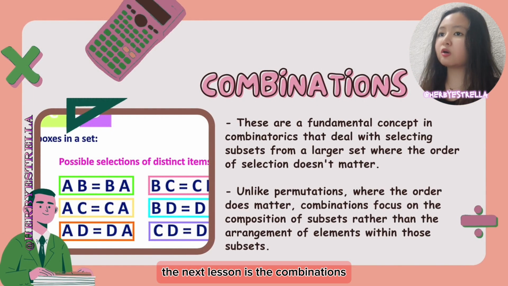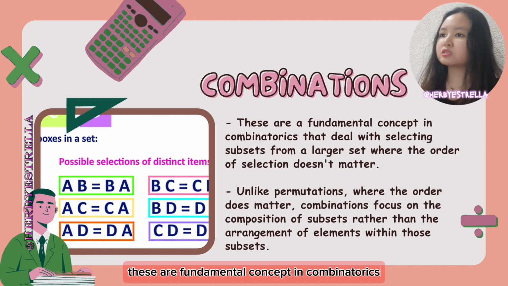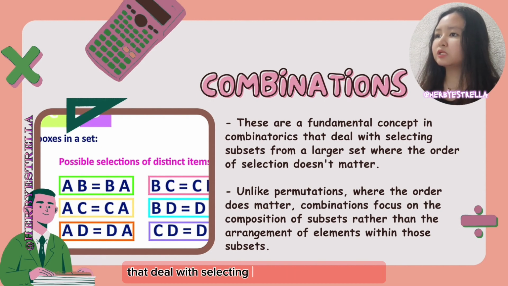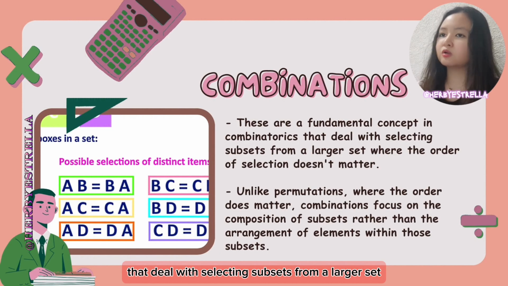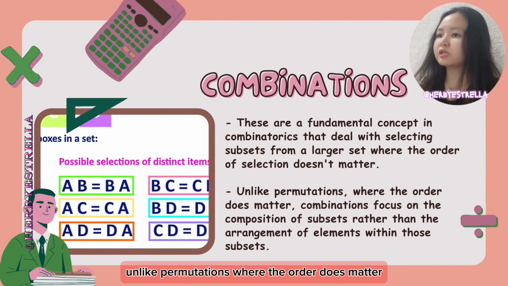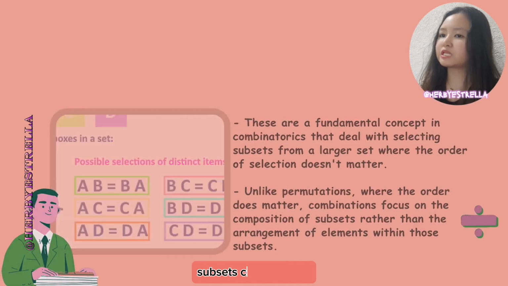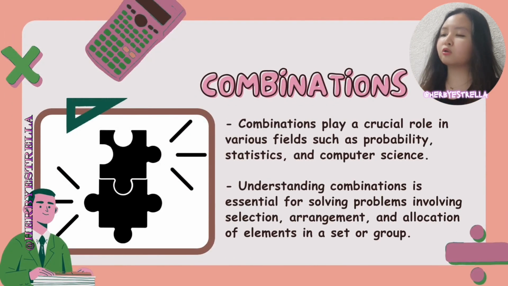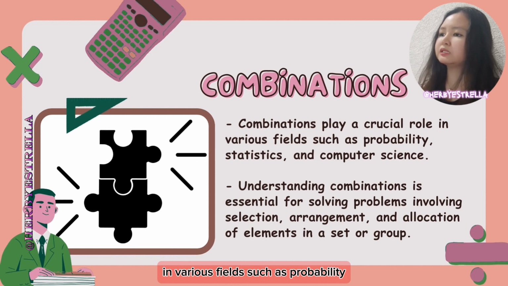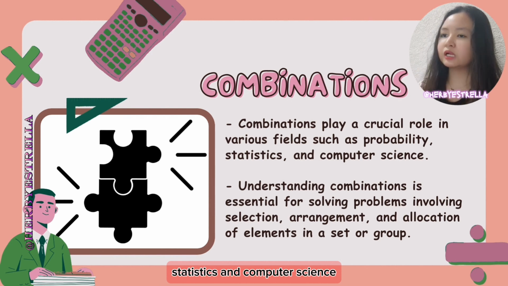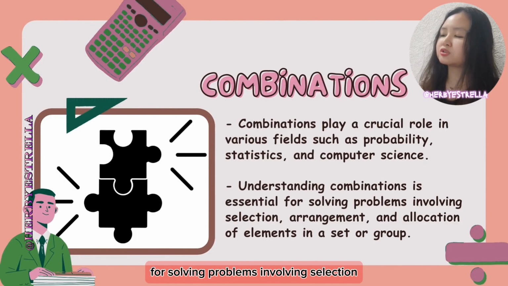The next lesson is combinations. These are fundamental concepts in combinatorics that deal with selecting subsets from a larger set where the order of selection doesn't matter, unlike permutations where the order does matter. Combinations focus on the composition of subsets rather than the arrangement of elements within those subsets. Combinations play a crucial role in various fields such as probability, statistics, and computer science. Understanding combinations is essential for solving problems involving selection, arrangement, and allocation of elements in a set or group.